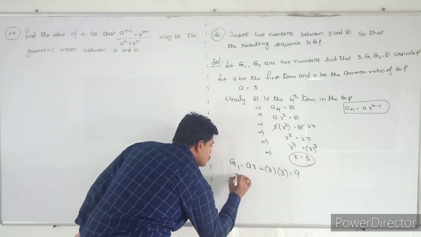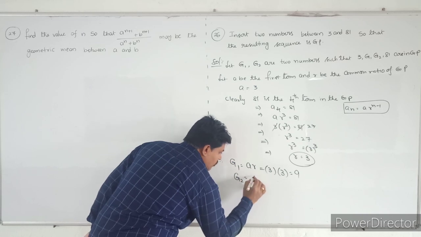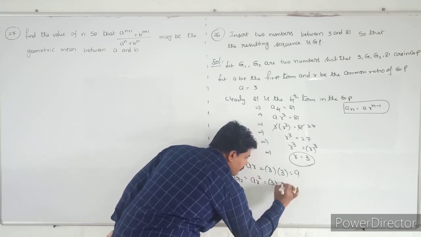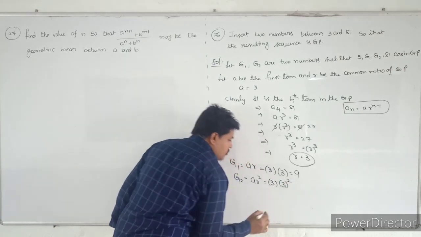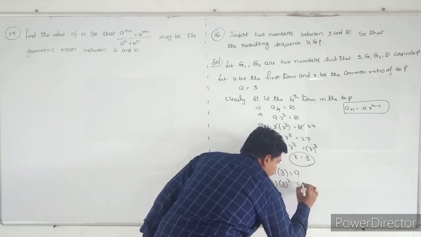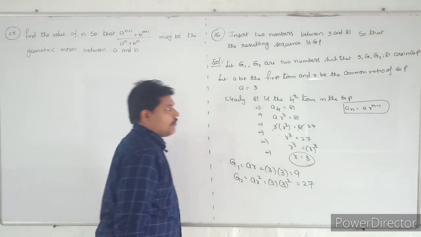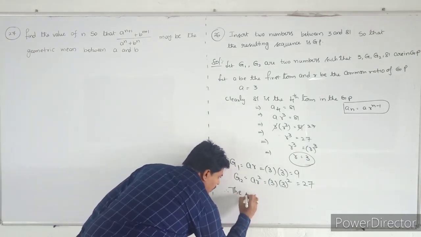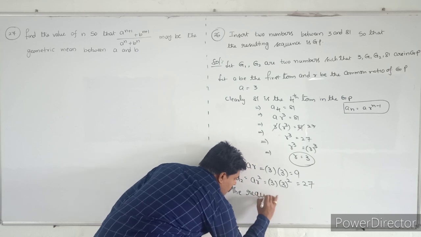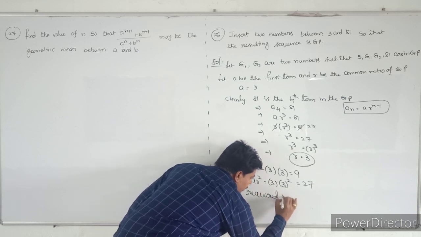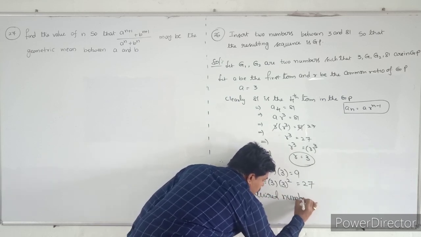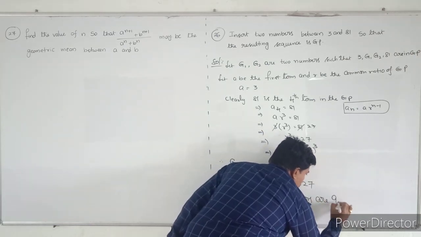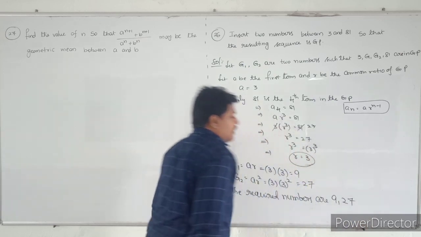Next, what is the G2? G2 is equal to AR square. So that is 3 into 3 square, which is 3 into 9. That is nothing but 27. Therefore the required numbers are 9, 27.